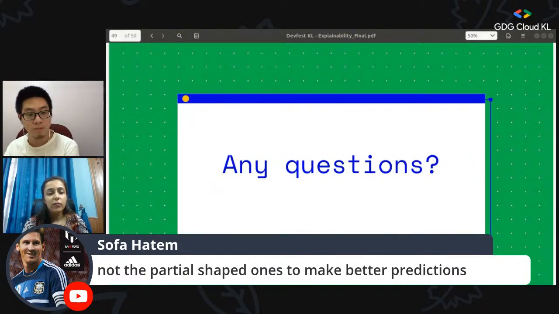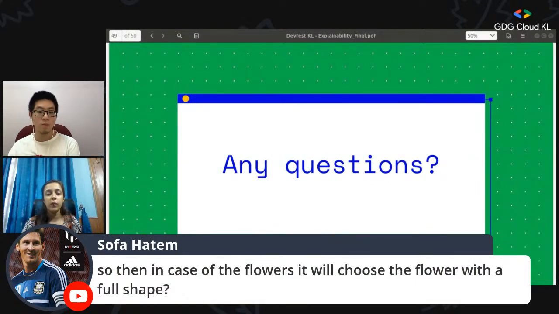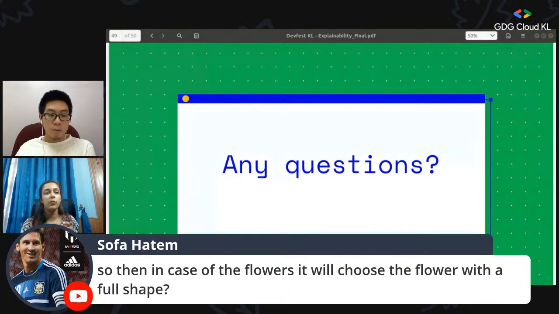I think I'm still confused about what the question is being asked. But I'll re-explain how explainability works for flowers. So when a model is predicting the class of a flower, when it's learning and looking at the pictures in the training phase, it's trying to learn some features for each of those flowers. So to say, this is a tulip and this is a sunflower.